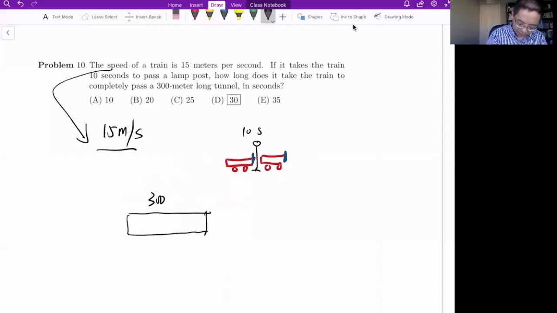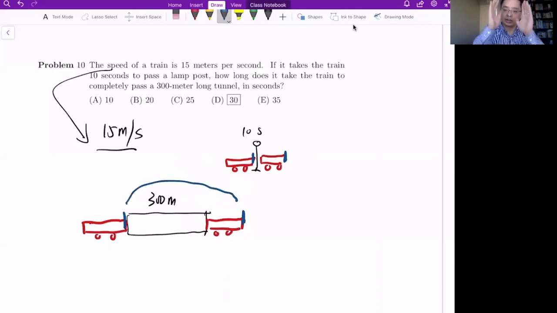The tunnel is 300 meters. And then we have the train right here. Say this is the head of the train. Now I want the train to completely pass the tunnel. So it's right here. Now you see the travel distance to pass the tunnel is the tunnel itself, 300, plus the length of the train. So we just need to figure out the length of the train.